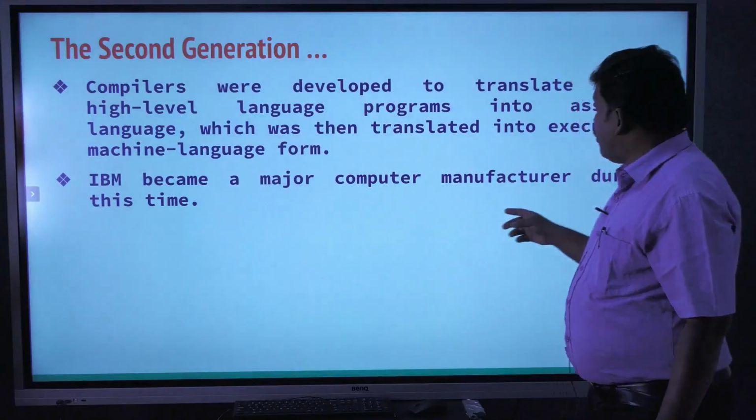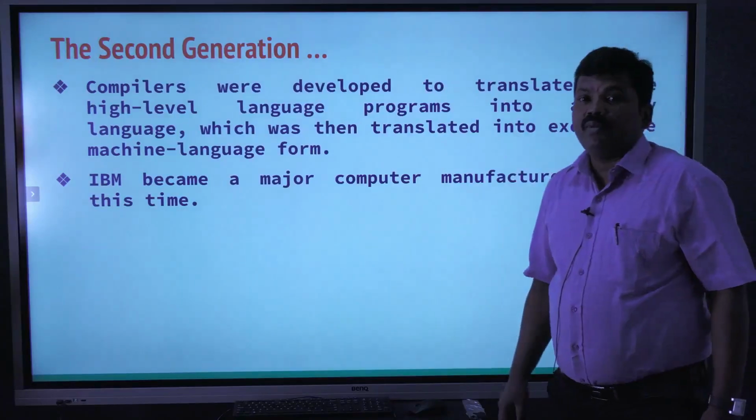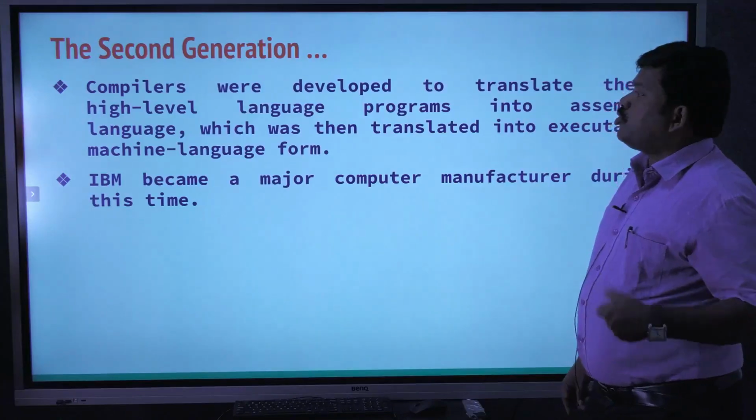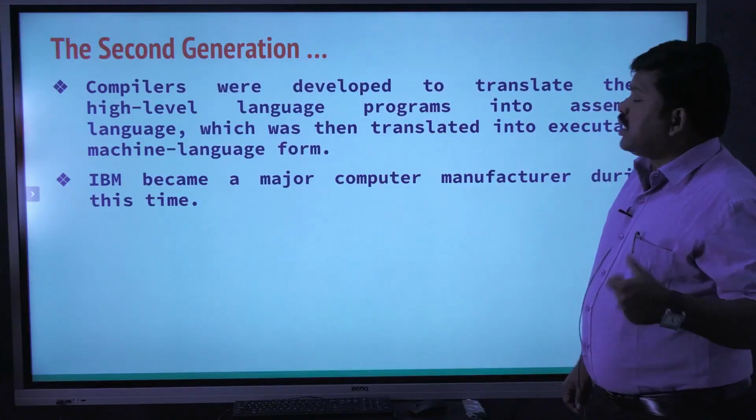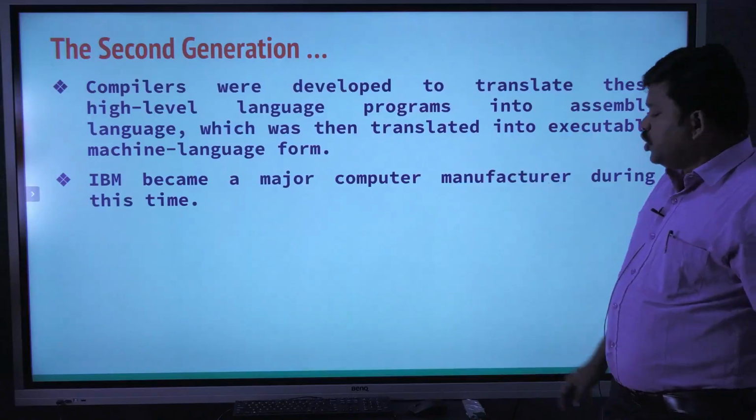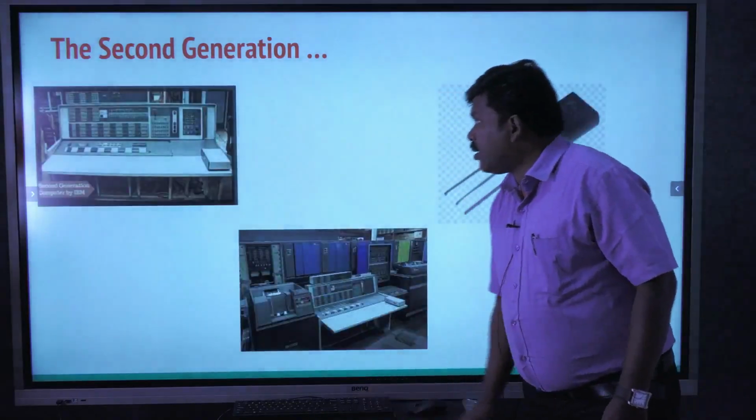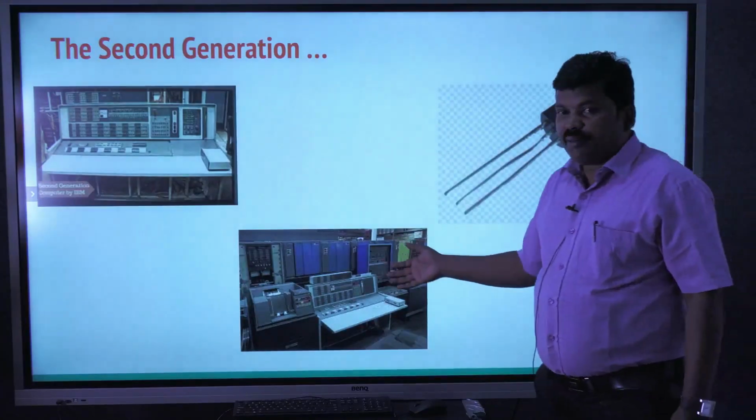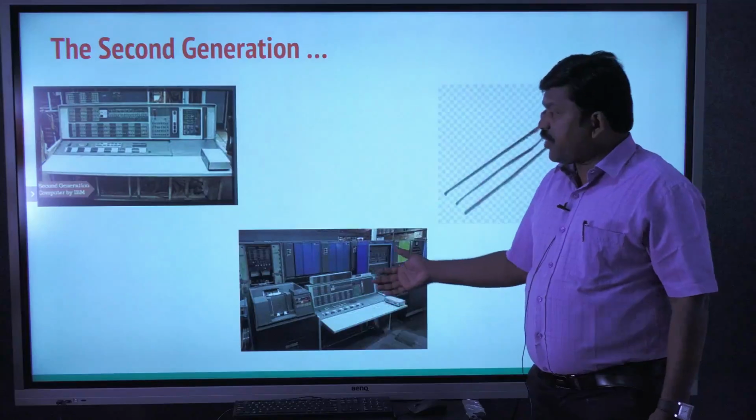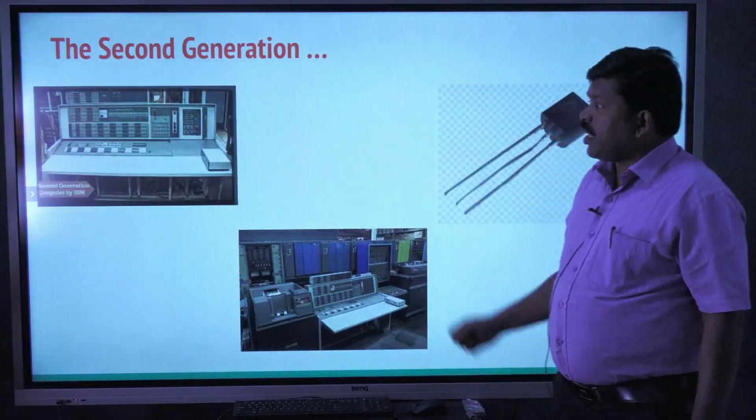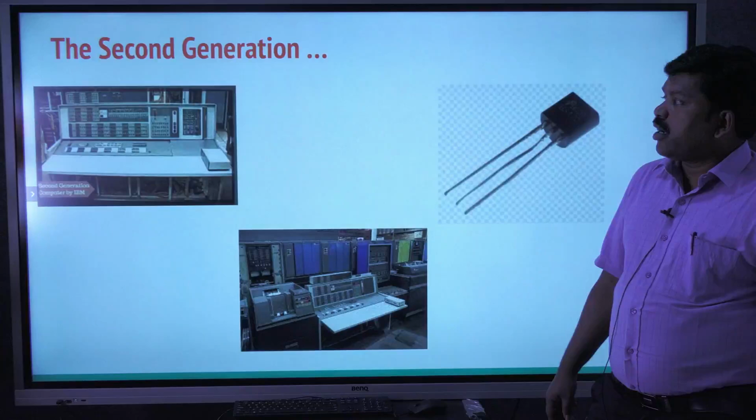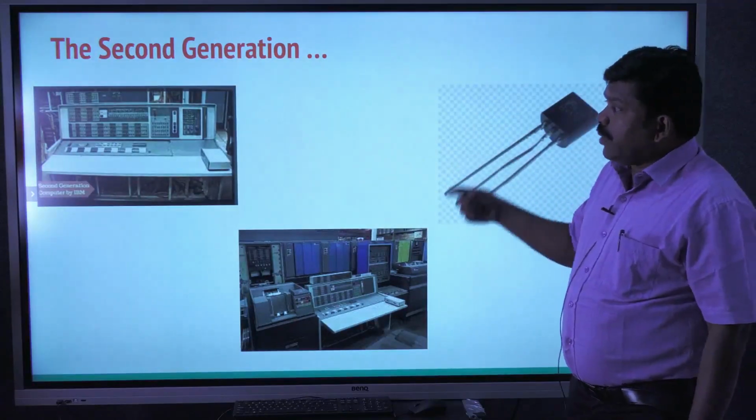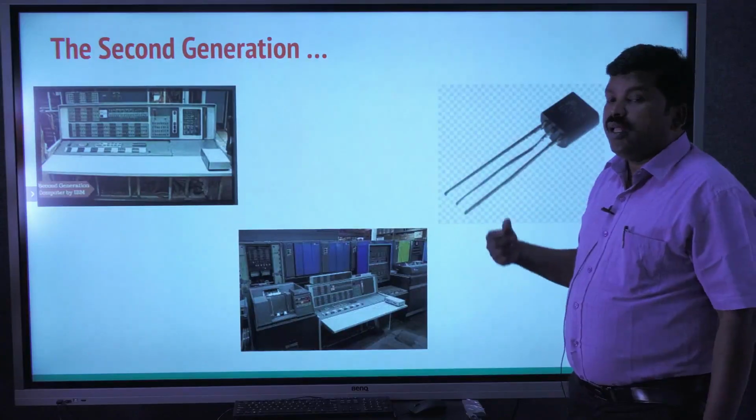IBM became a major computer manufacturer during this time, because IBM supported manufacturing different versions of computers using transistors. We'll see some of the models. This is the transistor, and these are example diagrams of computers manufactured using transistors. When we compare with vacuum tube based computers, the size of the computers was reduced enormously, and at the same time the speed of the computers also increased.